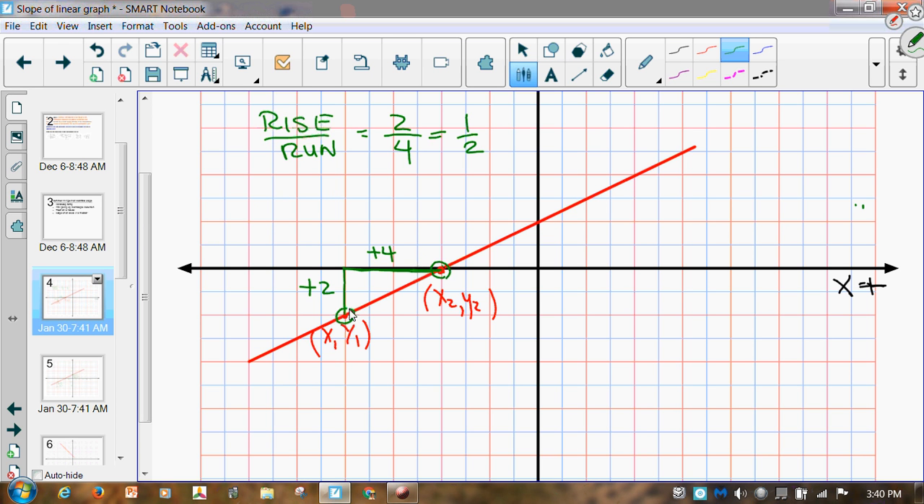And in fact, what we can say just by looking at this graph is that if we're going uphill from left to right, that is a positive slope.